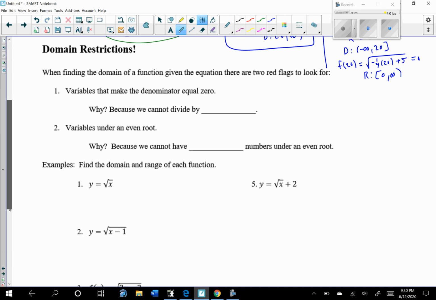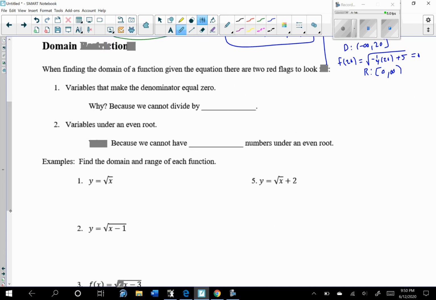When you're finding the domain of a function given the equation, there are two red flags you want to look for. One is variables that make the denominator equal to 0. Why? Because we know we cannot divide by 0. And two is variables underneath an even root. Why? Because we can't have negative numbers underneath an even root.